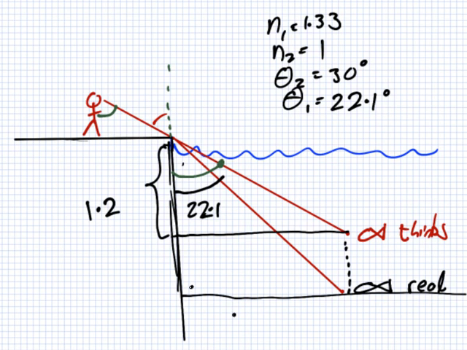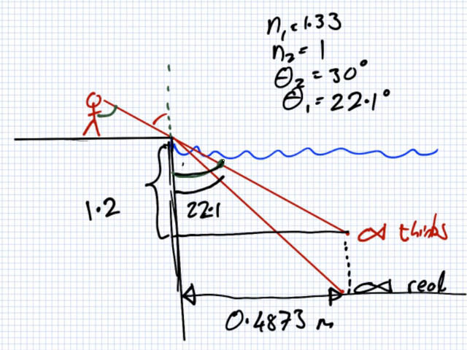I want to know this distance here, please. X over 1.2 equals 1.2 tan. What's that, Monica? 0.4873. Okay, good. So that's it really.